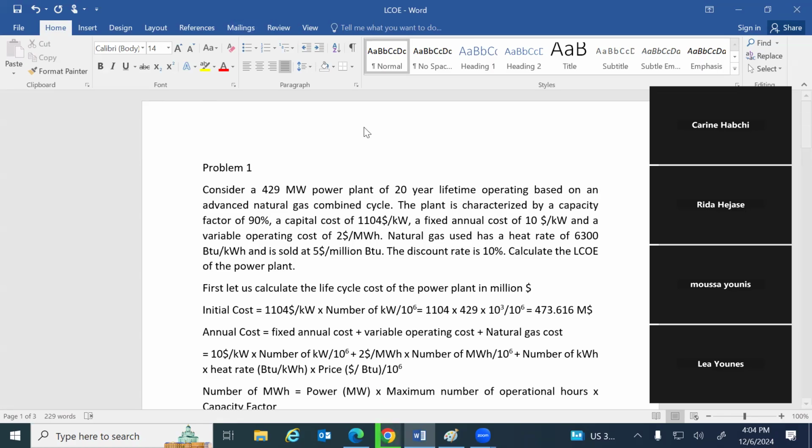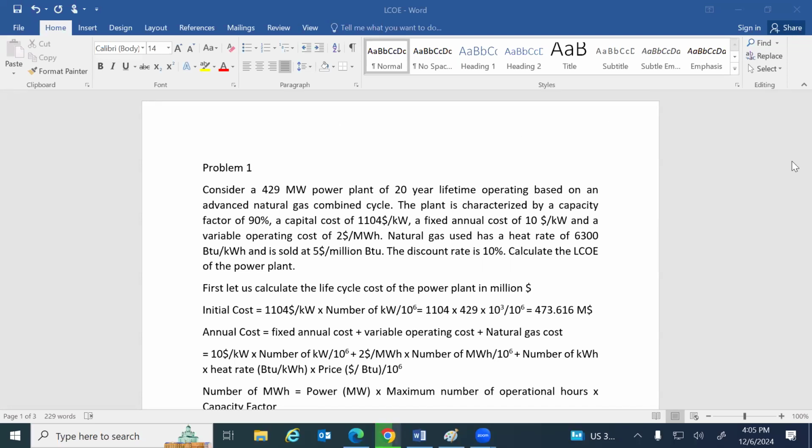Okay? To start with, we know that LCOE is given by the following formula. So LCOE. We should consider the life cycle cost first. So you already know how to calculate the life cycle cost. What is just new here is that we divide by the operational lifetime.